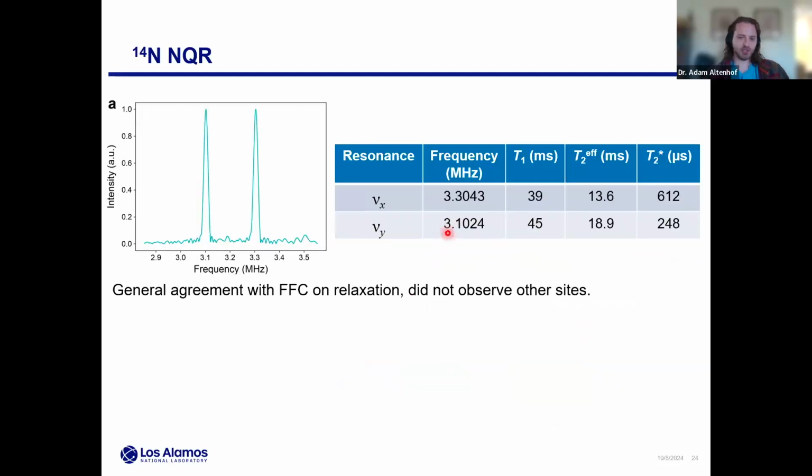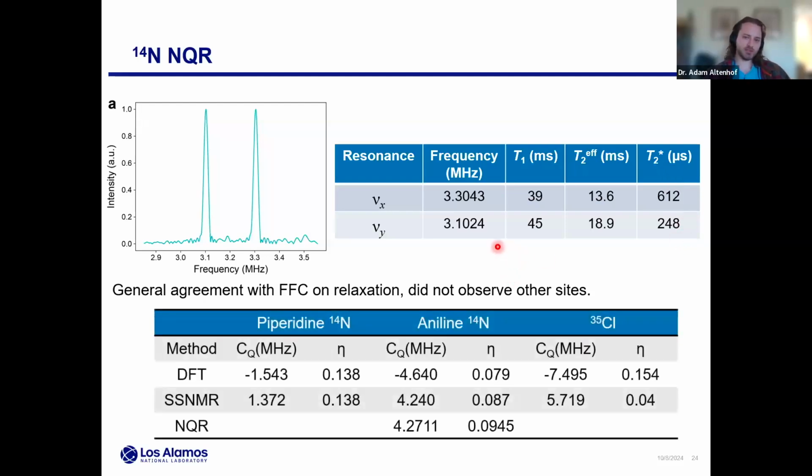And just some more details on these characteristics. We actually measured higher resolution frequencies. We can do pulse acquire sequences and get the line widths and the T2 stars. Once we have these frequencies, just two of the three is enough to solve for CQ and eta. And now we have what should really be the most accurate and most precise determination of these EFG tensor parameters, since we're really only measuring that quadrupolar interaction and nothing else.